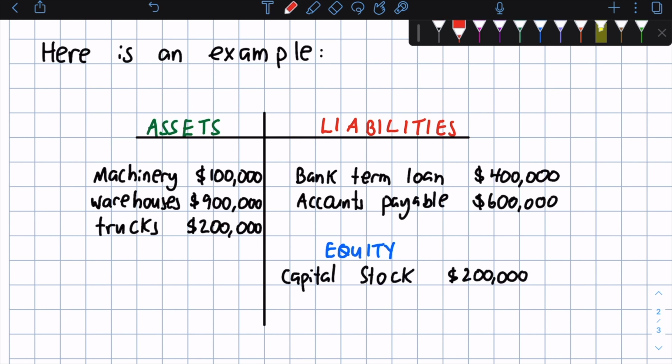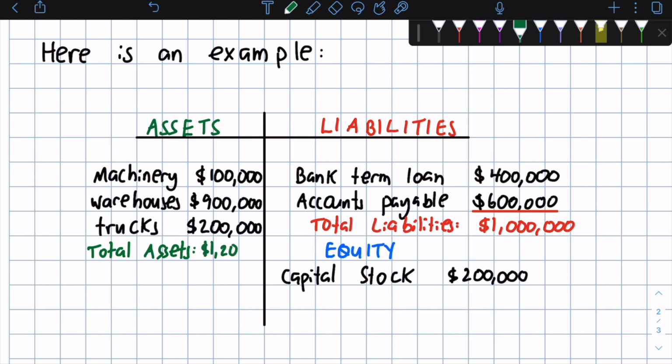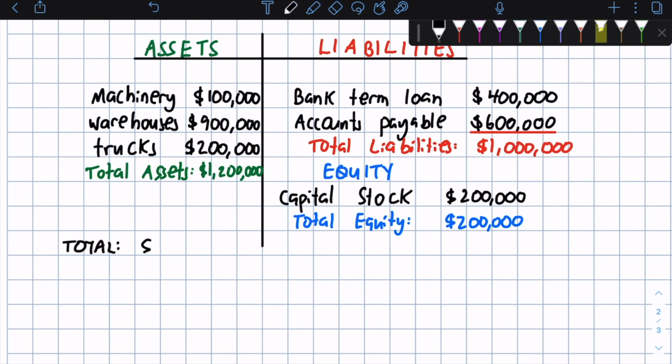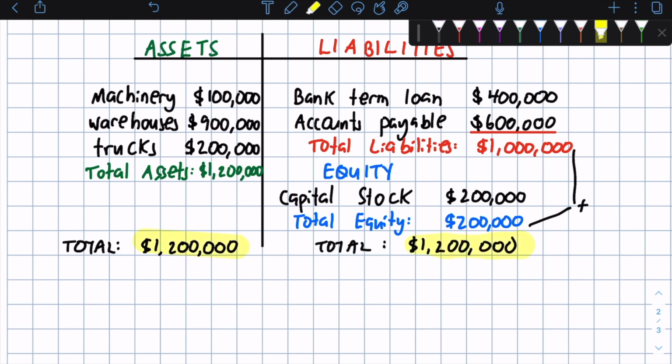And the capital stock ownership is 200,000. So the total for liabilities is $1 million, the total for assets is $1.2 million, and the total stock or equity is $200,000. So you can see here, the total on both sides has to be equal.